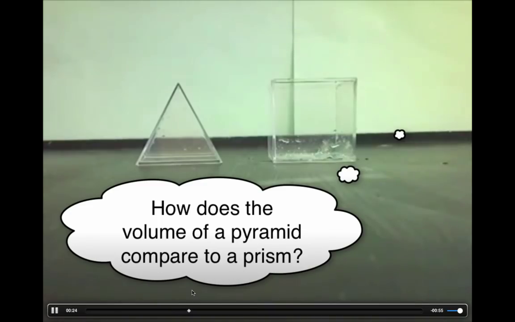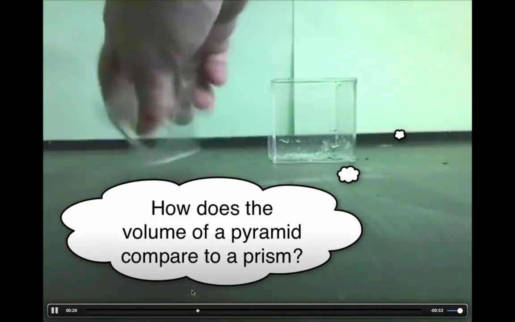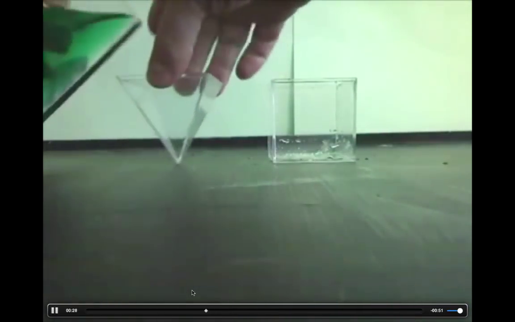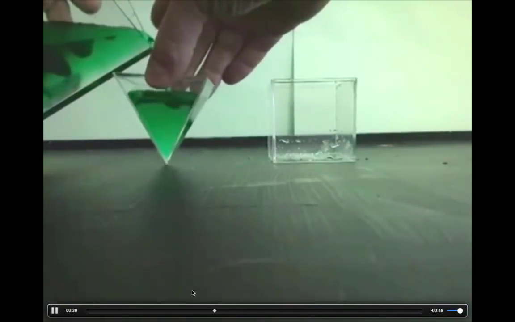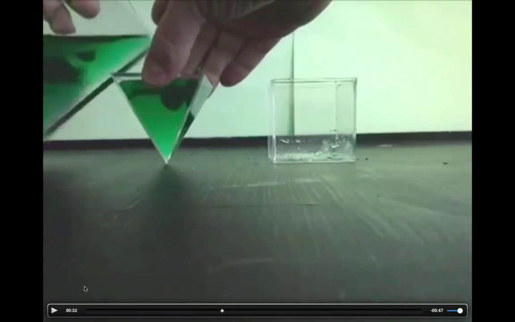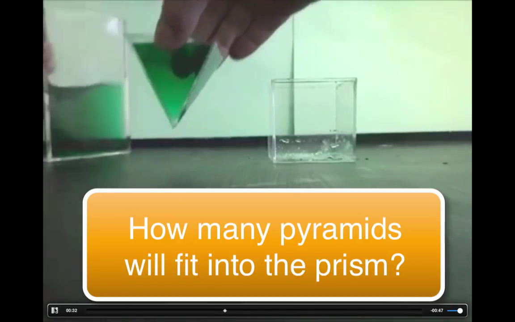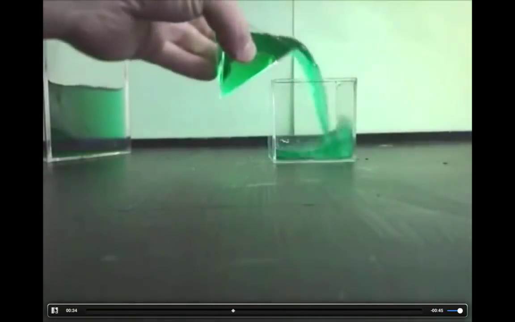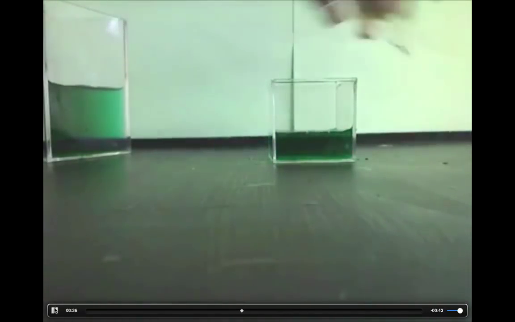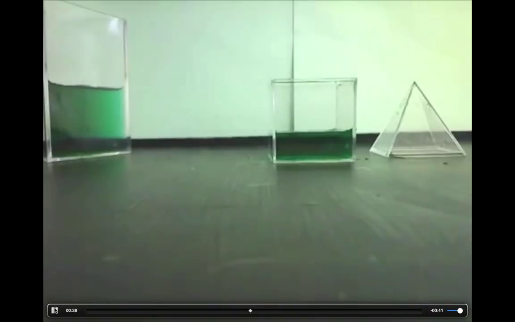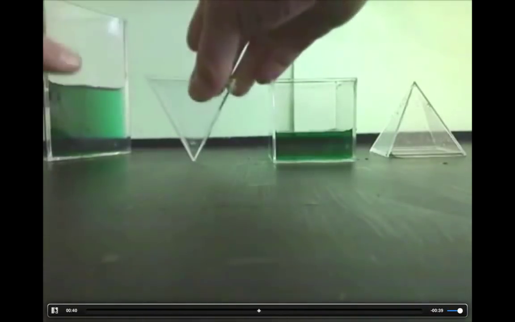We know how to find the volume of a square prism. We know it's base times height. Volume is area of the base times the height. So what we're going to do is fill up this pyramid with some liquid and dump it into the prism. The question is how many times can we do this? So he fills it up with this green liquid, dumps it into the prism. There's one. Now he's going to do it again. How many times do you think he's going to be able to do this?